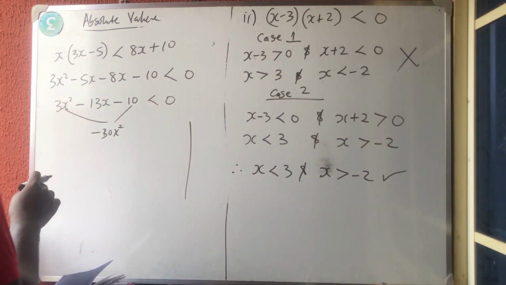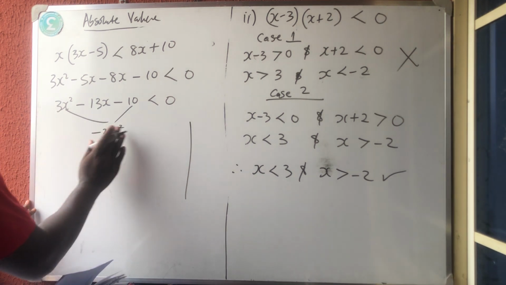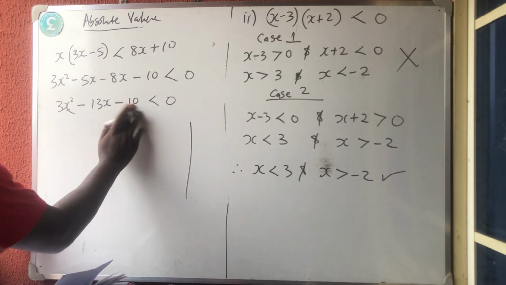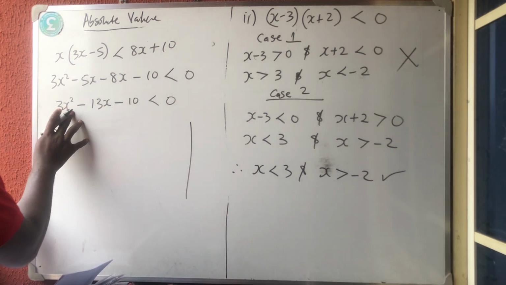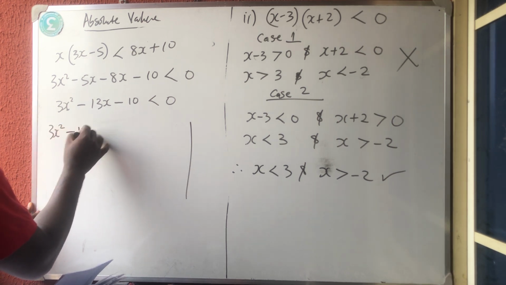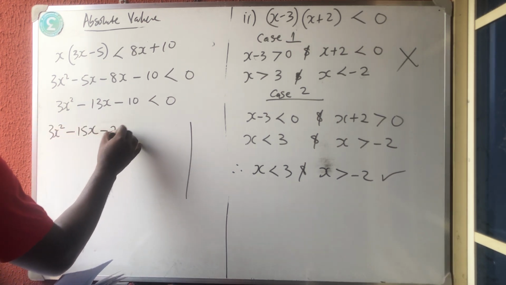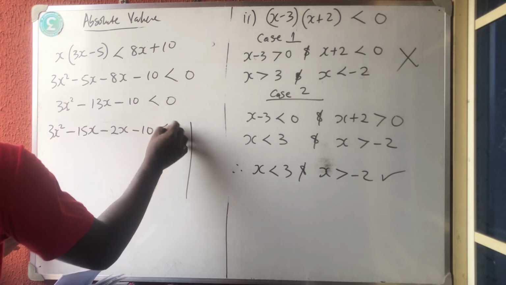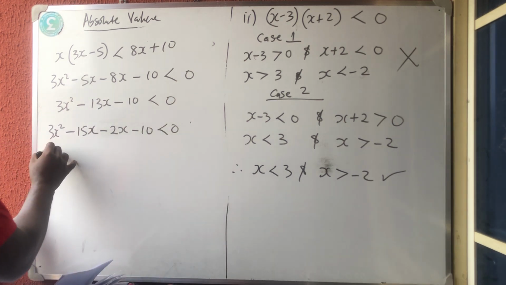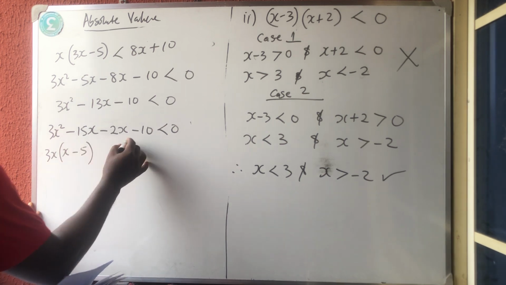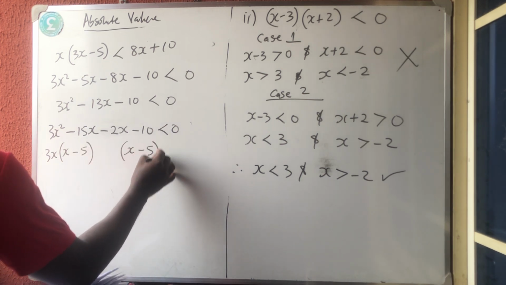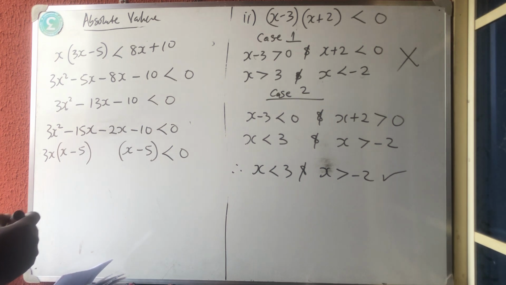Okay, 15 and 3. So I'm going to have 3x squared. Okay, 15 and 2. 3x squared minus 15x minus 2x minus 10 is less than 0. Correct. So I'm having 3x outside, x minus 5, x minus 5, and is less than 0. Okay, so what do we have now?